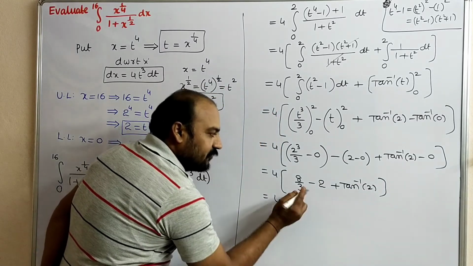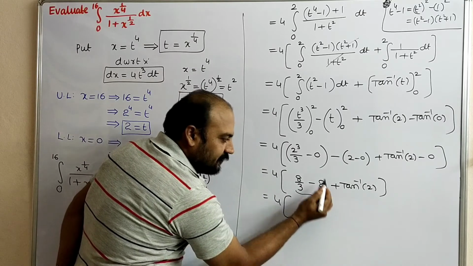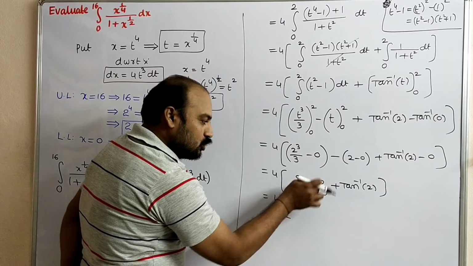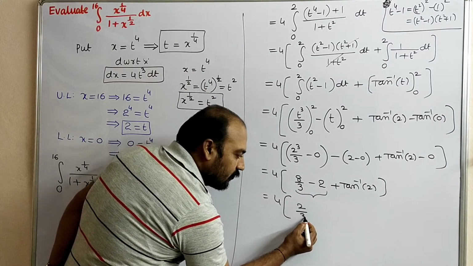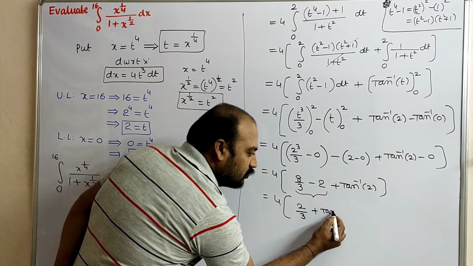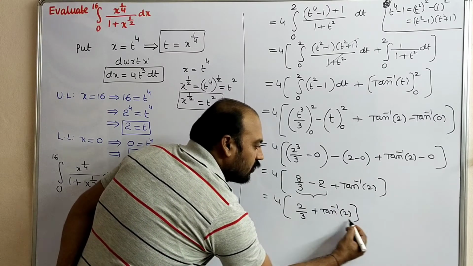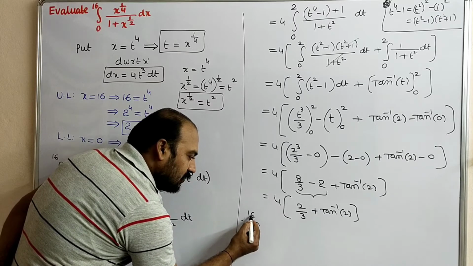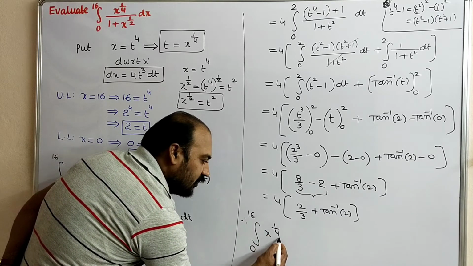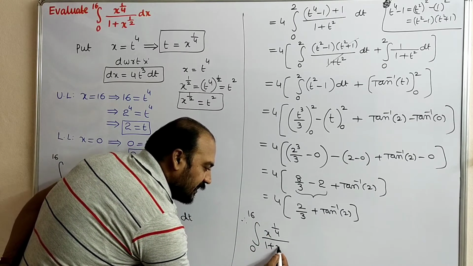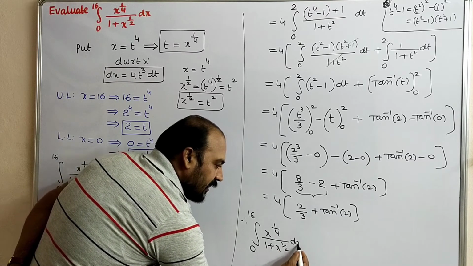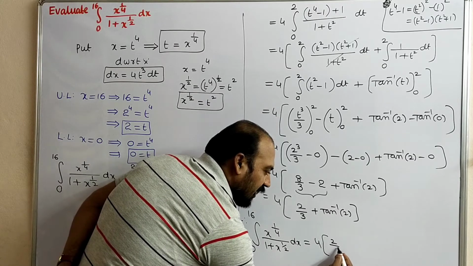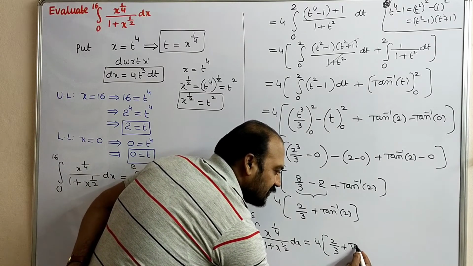4 times of, here I am taking LCM for these two. So 3 into 2, 6. 8 minus 6 is 2 by 3 plus tan inverse of 2. Therefore, conclusion step, integral 0 to 16 x power 1 by 4 divided by 1 plus x power 1 by 2 into dx is equal to 4 times of 2 by 3 plus tan inverse of 2.